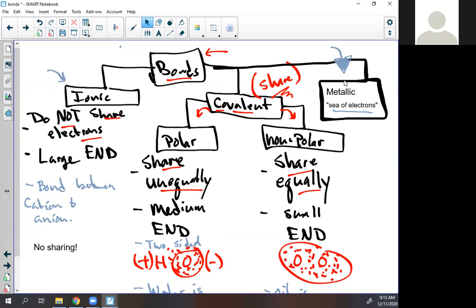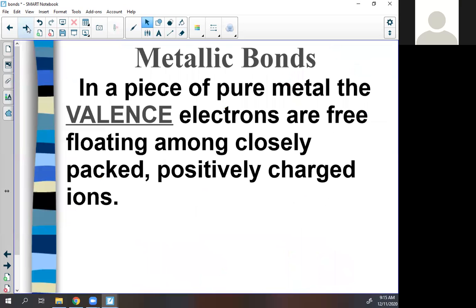All right, so I'm going to move on. And here we go, metallic bonds. So this really should have been after these 2 slides. I apologize for all the page flipping. How many? 2? Okay.